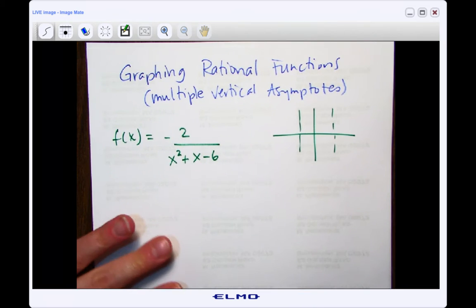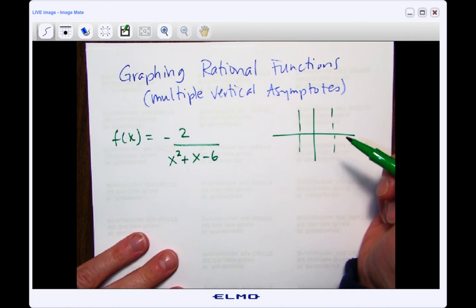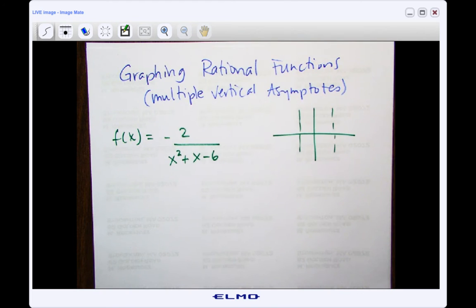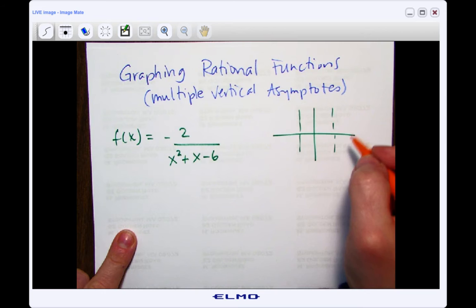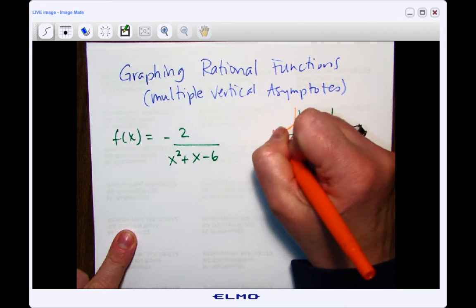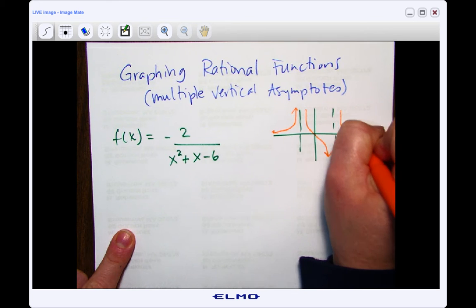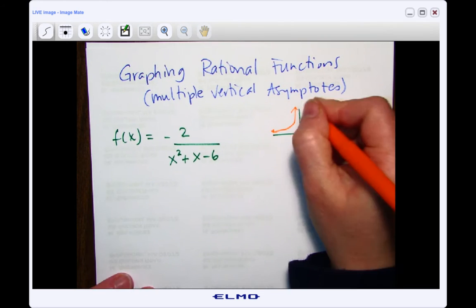Now, if I'm going to be finding excluded values and it turns out you have more than one excluded value and neither one of them is a hole, well, what that means is that you have a function that has more than one vertical asymptote. So this would be an example of a function that has two vertical asymptotes, for instance. All right, it could look like that.